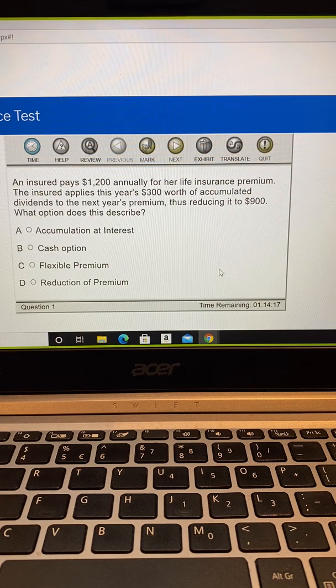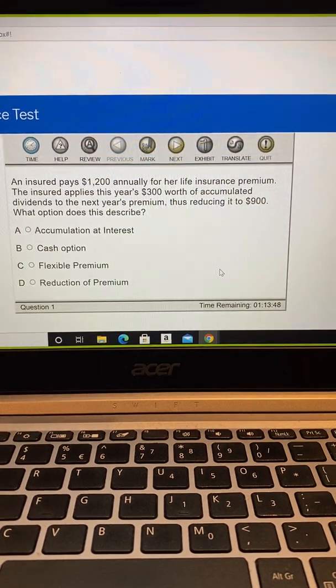Number one, an insured pays $1,200 annually for her life insurance premium. The insured applies this year's $300 worth of accumulated dividends to the next year's premium, thus reducing it to $900. What option does this describe? So, obviously that's an easy one, reduction of premium.